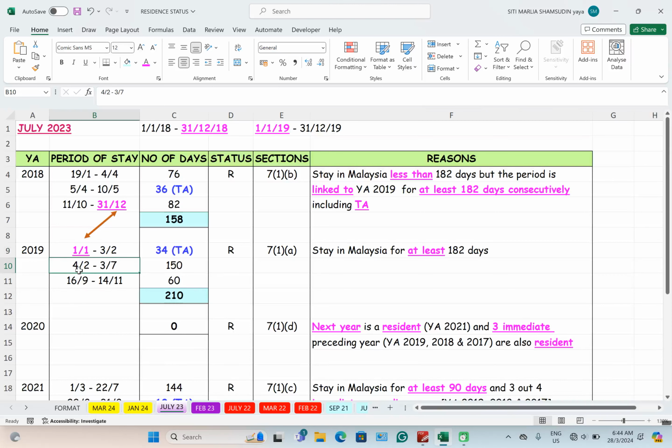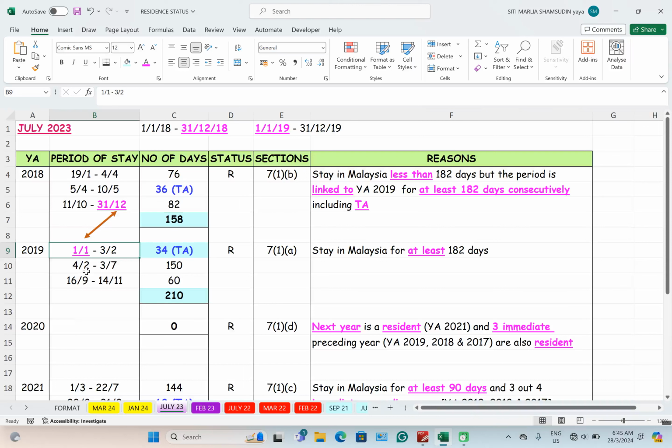So after 3rd February is 4th February. Do we have 4th February? Yes. So now, can we use this TA? Definitely can. Now, how many days is this TA, guys? 34. 34 is not enough. I need 182. Remember, guys, 182 days consecutively. We get it from 2019, not 2018. 2018 has nothing to do with our 182. Okay, so what should we do next?